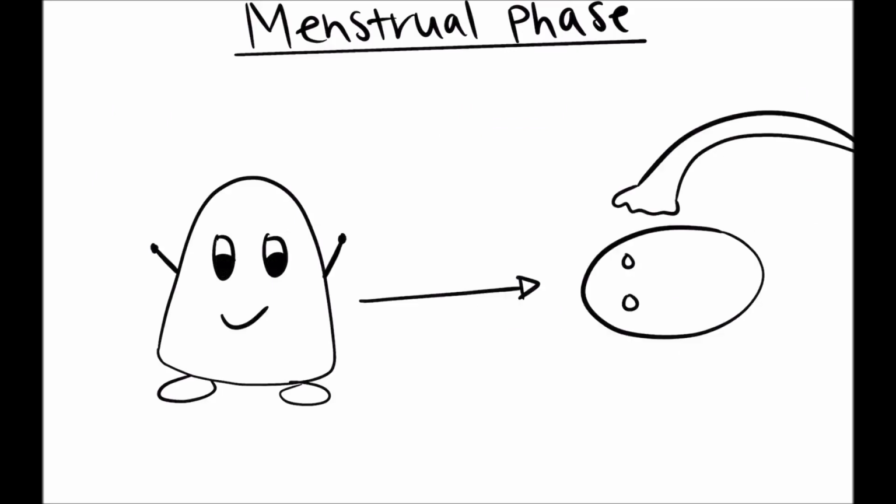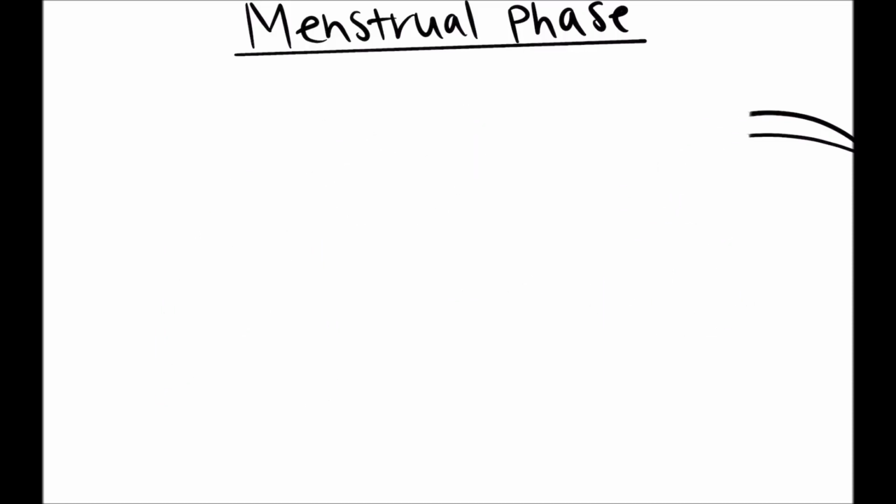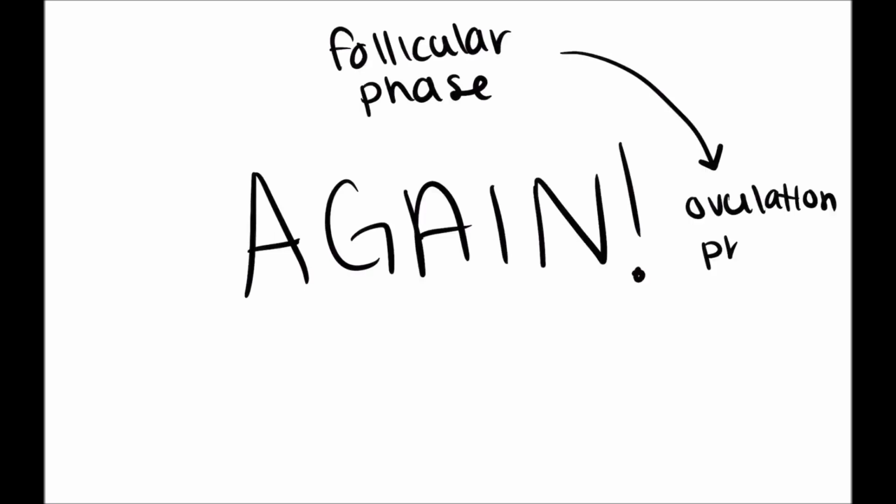FSH is released once again, causing several ovarian follicles to rise to the surface of the ovary, each containing an egg ready to mature. And now we're back to where we started. And that, my friend, is a brief outline of the menstrual cycle.